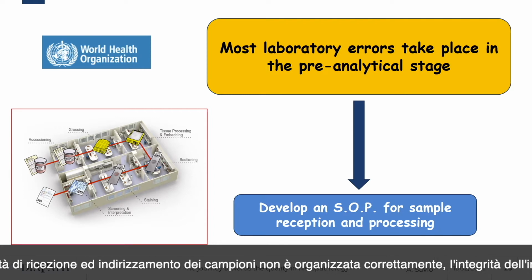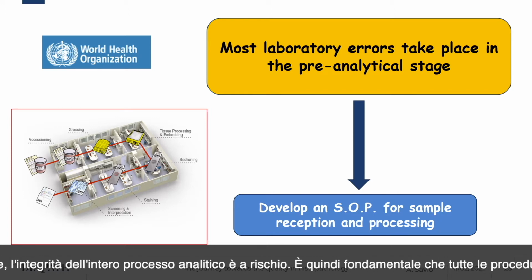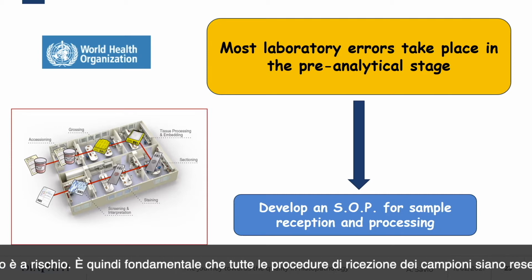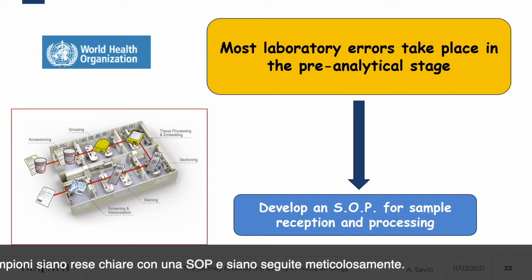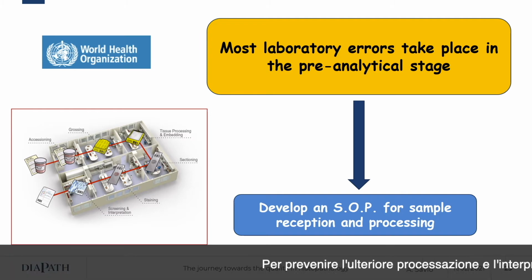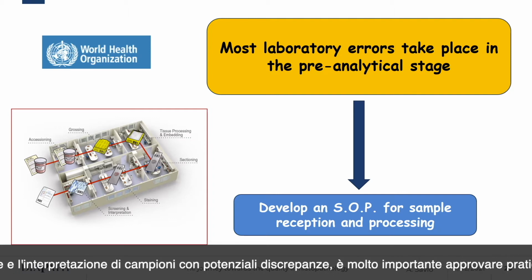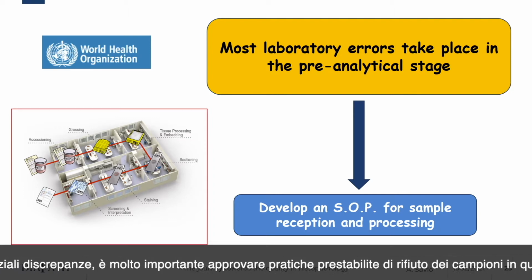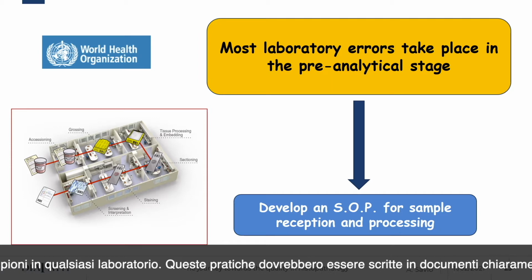If the reception and processing unit is not properly organized, the integrity of the complete analytical process is at risk. It is therefore crucial that all the procedures of sample reception are made clear with an SOP and are followed meticulously to prevent further processing and interpretation of specimens with potential mismatches. It is very important to endorse definitive specimen rejection policies in any laboratory.